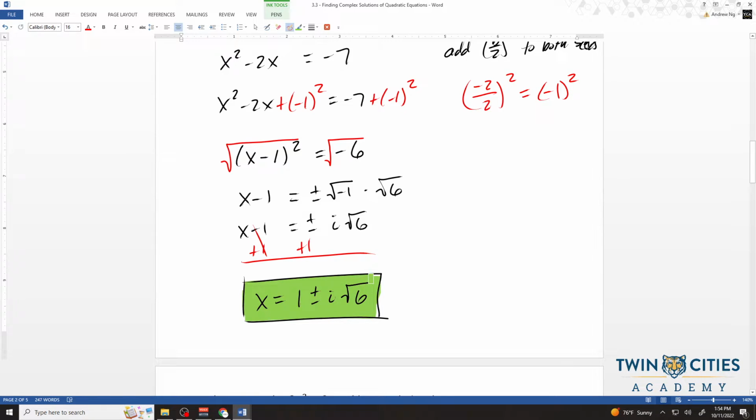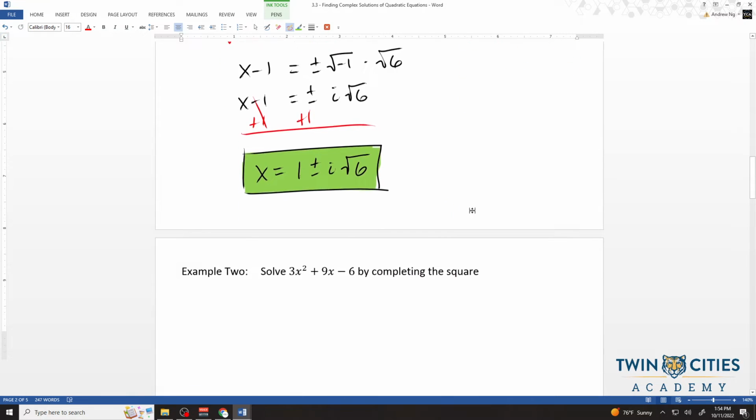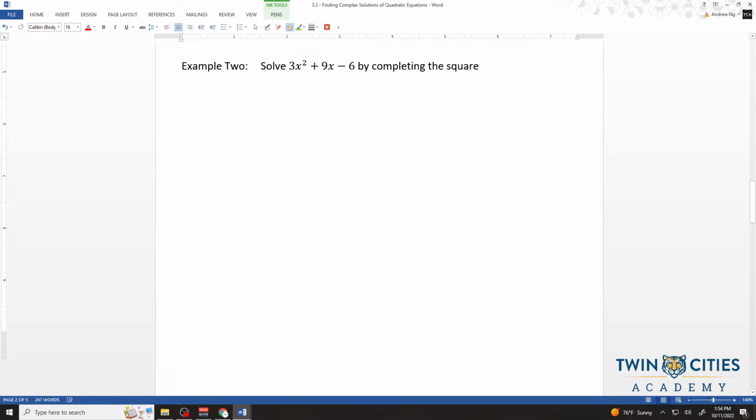Okay, let's do another one. Let's try to solve 3x squared plus 9x minus 6 by completing the square. Now, when I give you problems like this, you may not always get imaginary or complex solutions. Sometimes you'll still get a real solution. So in this case, that is what's going to happen. So let's try to solve this the same way.